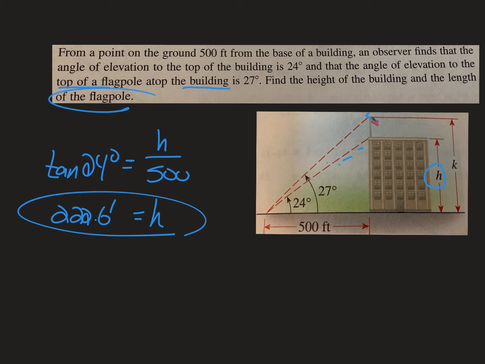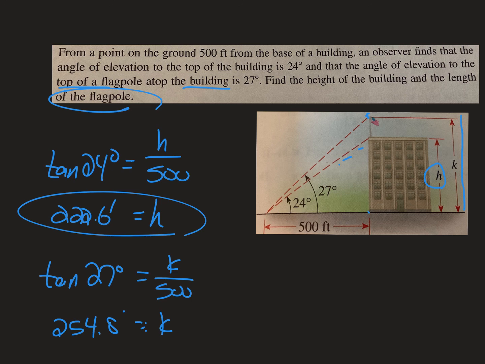Then it wants the length of the flagpole. So first, I'm going to find the height all the way up to the flagpole. Let's find that K first. The angle to the top of the flagpole is 27 degrees. I'm going to use K like the picture says over 500. 500 times tangent 27. We've had tangent every time today. That's 254.8 feet, but that's not the answer. That's from the ground to the top of the flagpole.